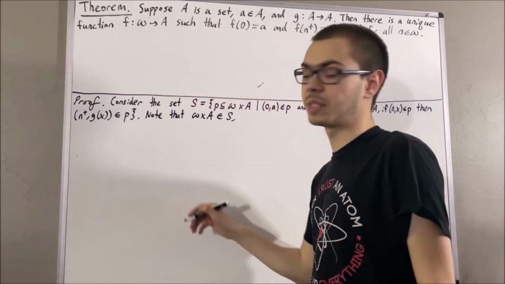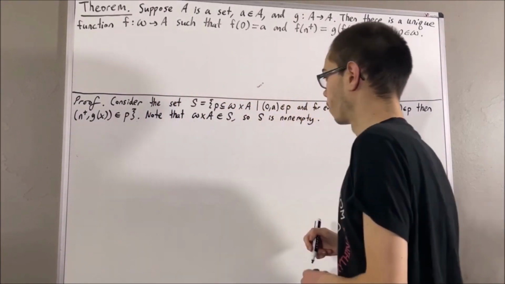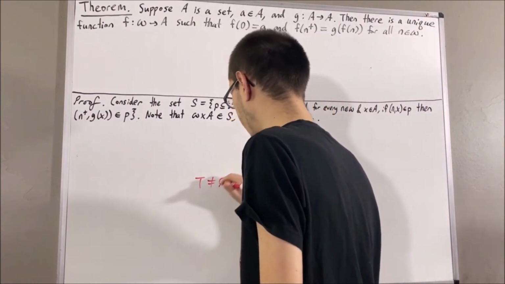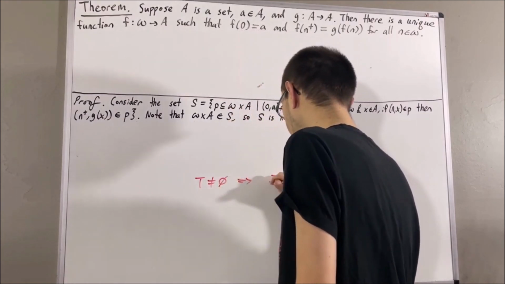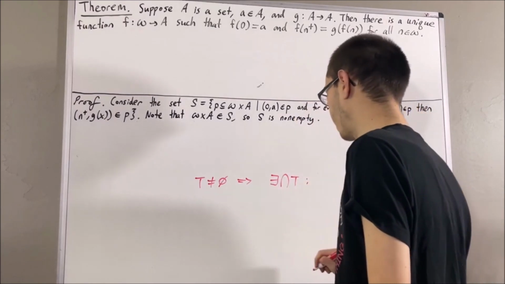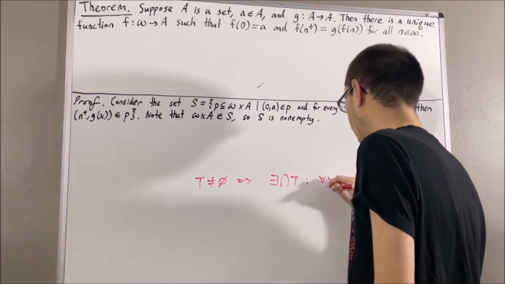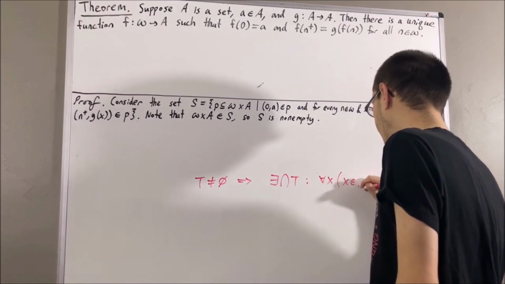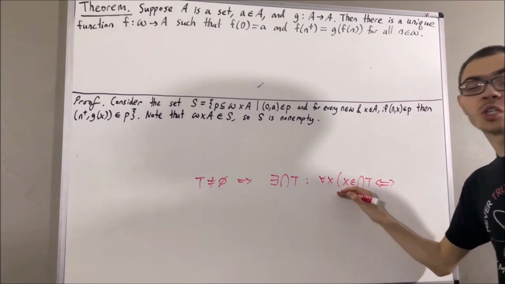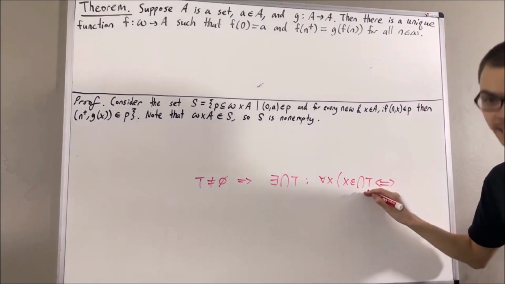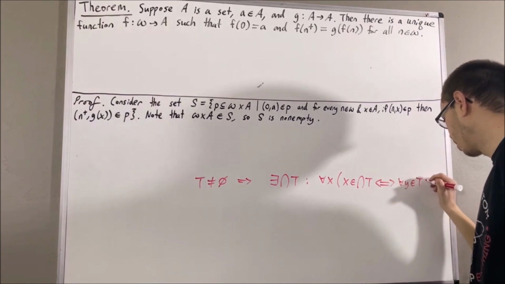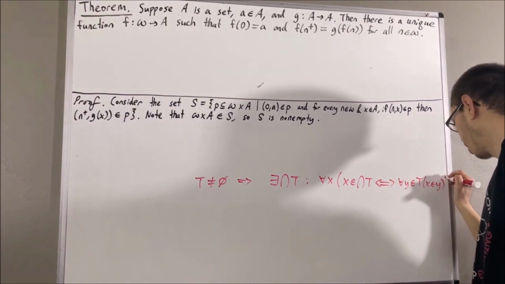And so S is non-empty. But if you recall, whenever we have a non-empty set, let's say T, well then, there exists a set which we'll call the intersection of T, which has the following property. For all x, to say that x is an element of the intersection of T is equivalent to saying that x belongs to every set in T. So in other words, we have for all y in T, x is an element of y.